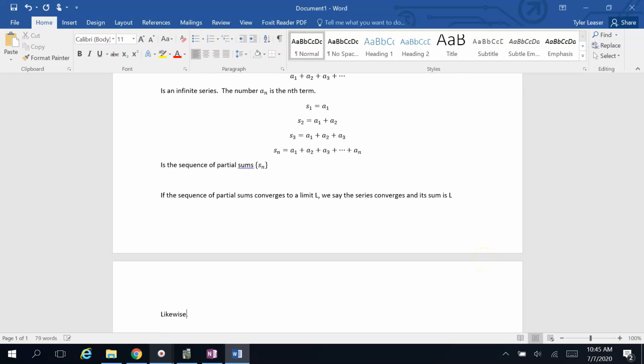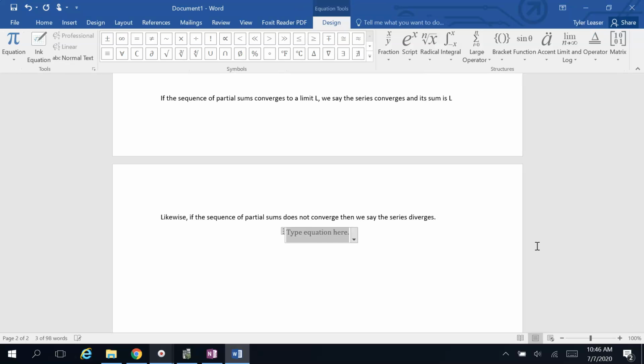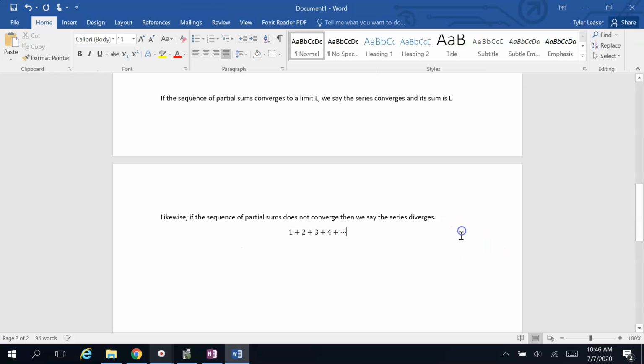Likewise, if the sequence of partial sums does not converge, then we say the series diverges. So this happens quite a bit. It's very rare for a series to actually converge to something. More often than not, it diverges. So just as an example, if you had the series 1 plus 2 plus 3 plus 4 plus forever and ever, just the series of the whole numbers, this definitely diverges. It blows up to infinity.